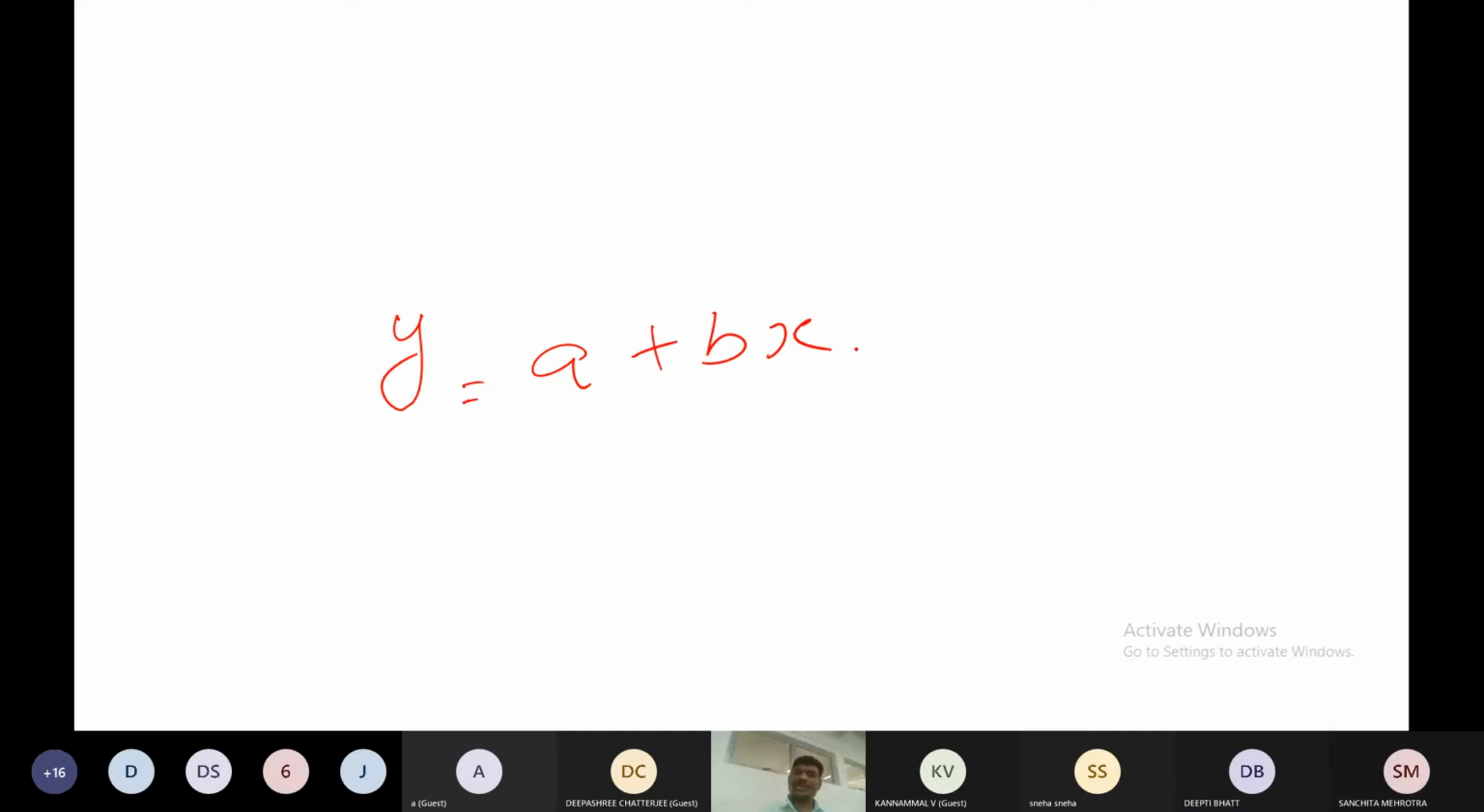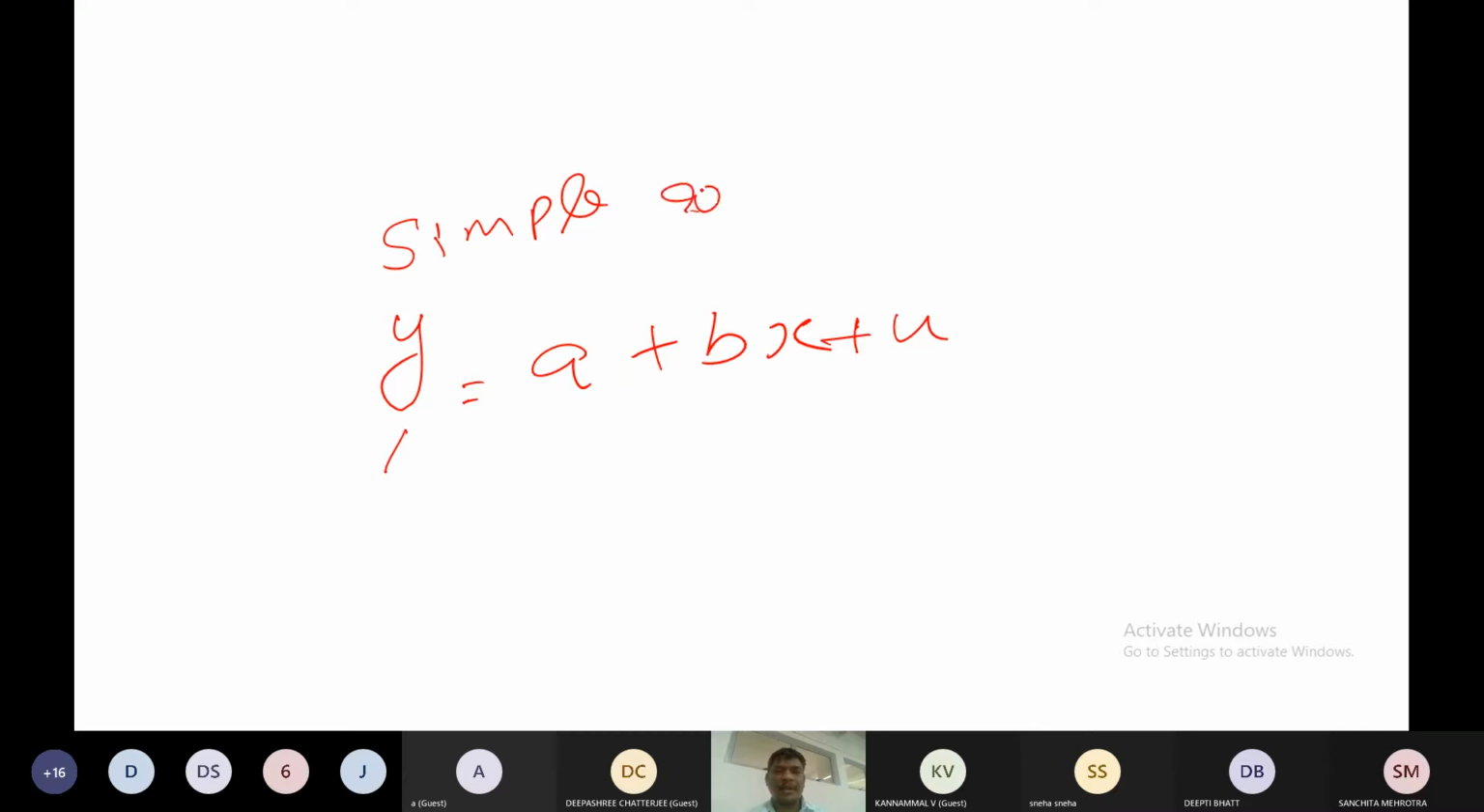This is the regression equation, right? And there is one more component here. Y equal to a plus bx plus u. Y equal to a plus bx plus u. You can see here, what is y? This is the dependent variable.